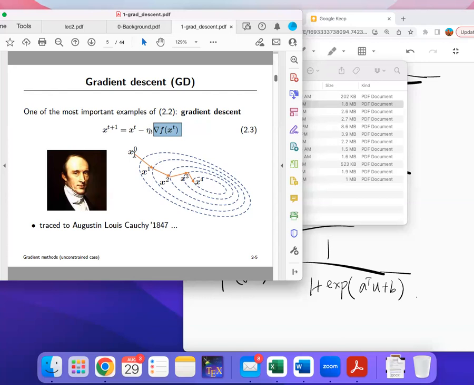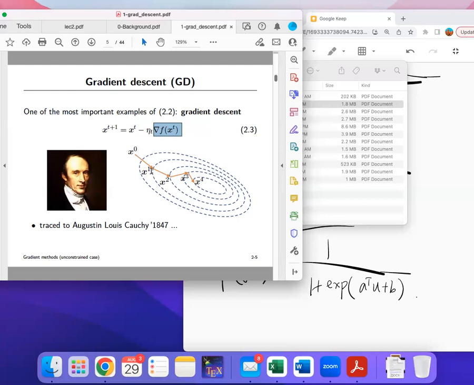Now the negative gradient is following this direction. At x0, the negative gradient is here. And we take a step size eta t. Then this is x1. And at x1, we follow the gradient again. So it's along this direction. Right, so we keep going at x2.